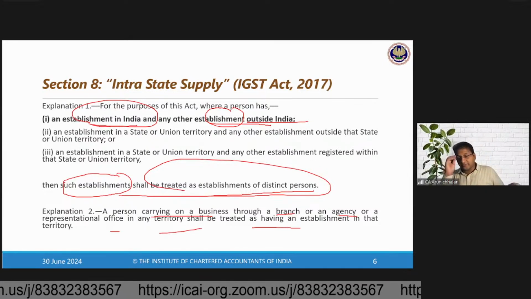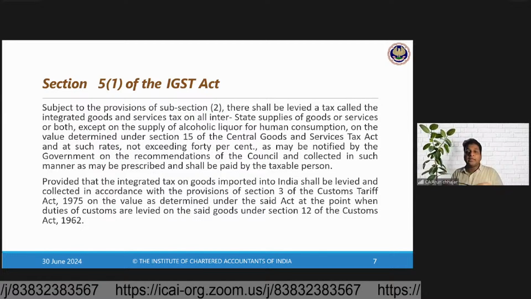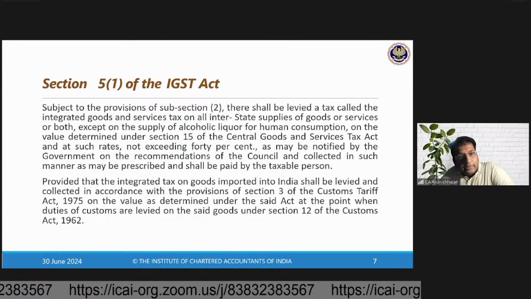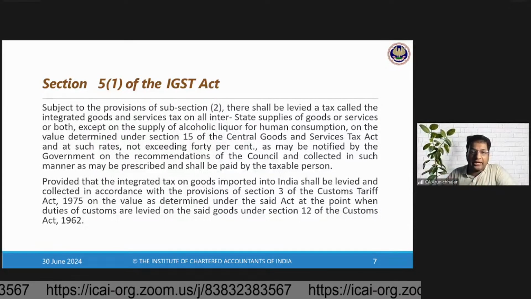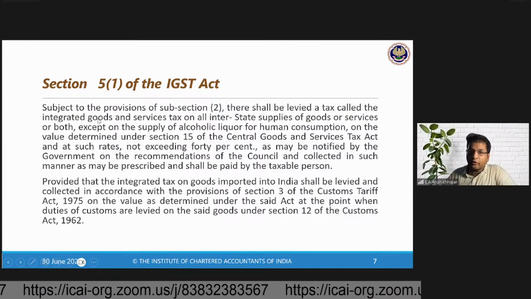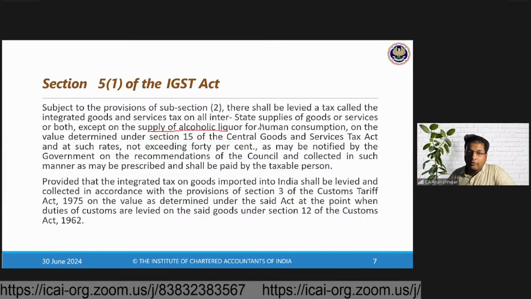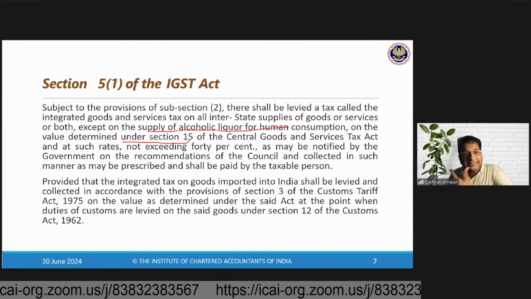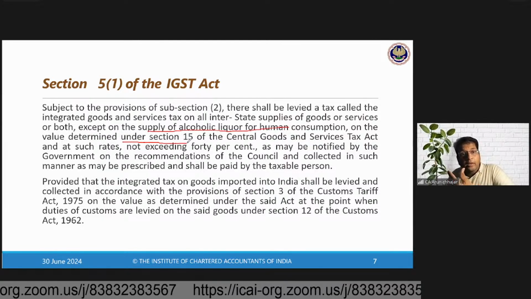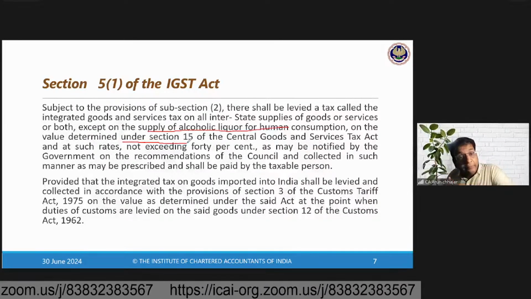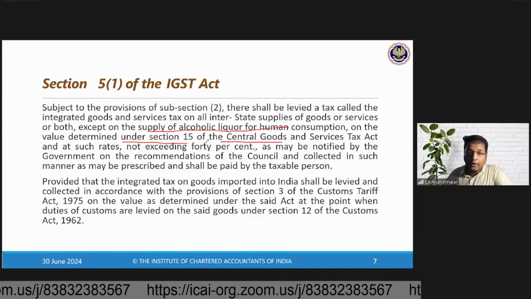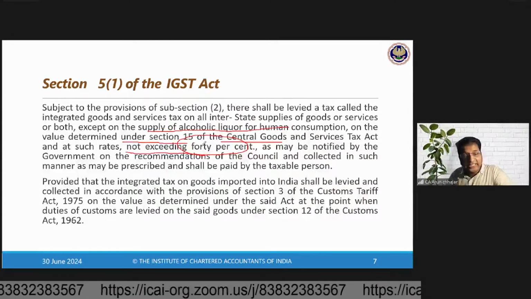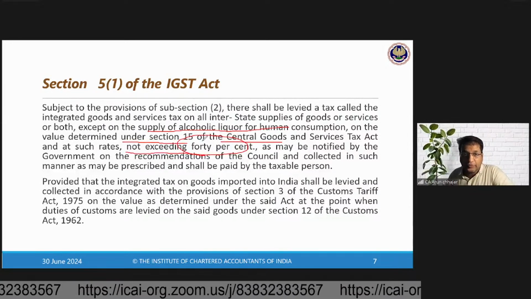Now, section 5, subsection 1 of the IGST Act, it is basically the levy. So, levy means the tax will be levied on any transaction of interstate supply. There will be the IGST, other than alcoholic liquor for human consumption. According to section 15, the value will be the taxable value. According to section 15, the transaction value would be the taxable value, money paid or payable on all interstate supply, but maximum tax rate can be 40%. Actual tax rate will be whatever the notification says.